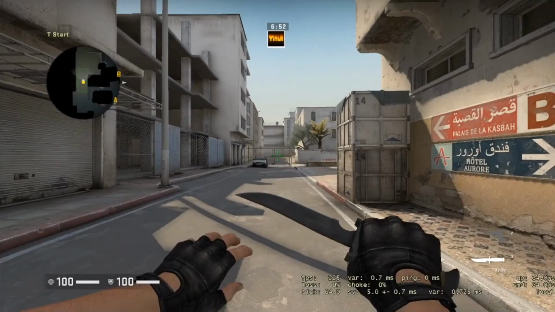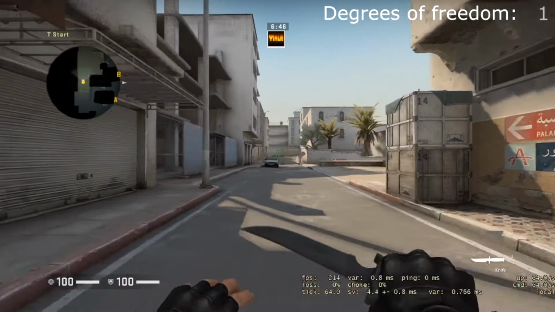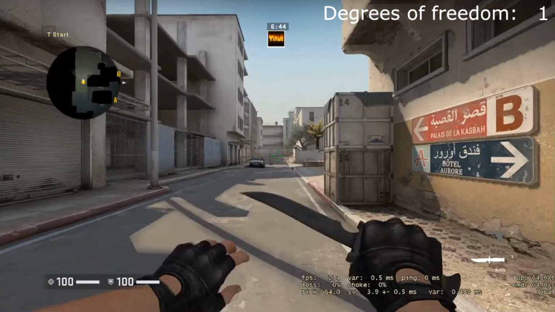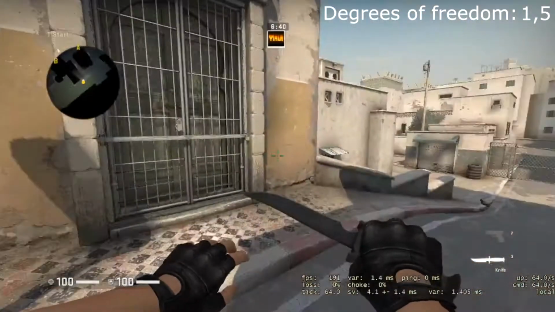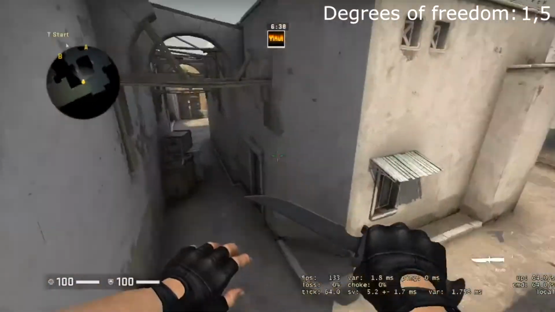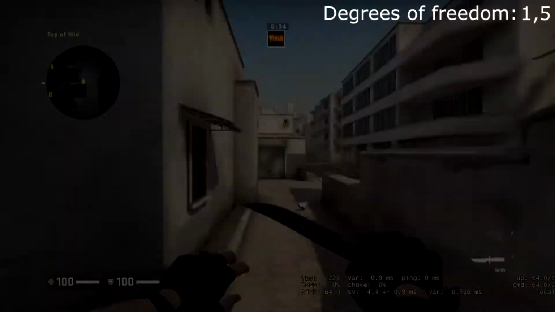Now let's compare it to Counter-Strike. With movement, things are pretty straightforward. You can move freely on the X-axis, strafing left and right. On the Y-axis, however, the movement is limited, as you can only jump for a small temporary height increase or fall to lower ground. This is where the 0.5 degree of freedom comes into play.